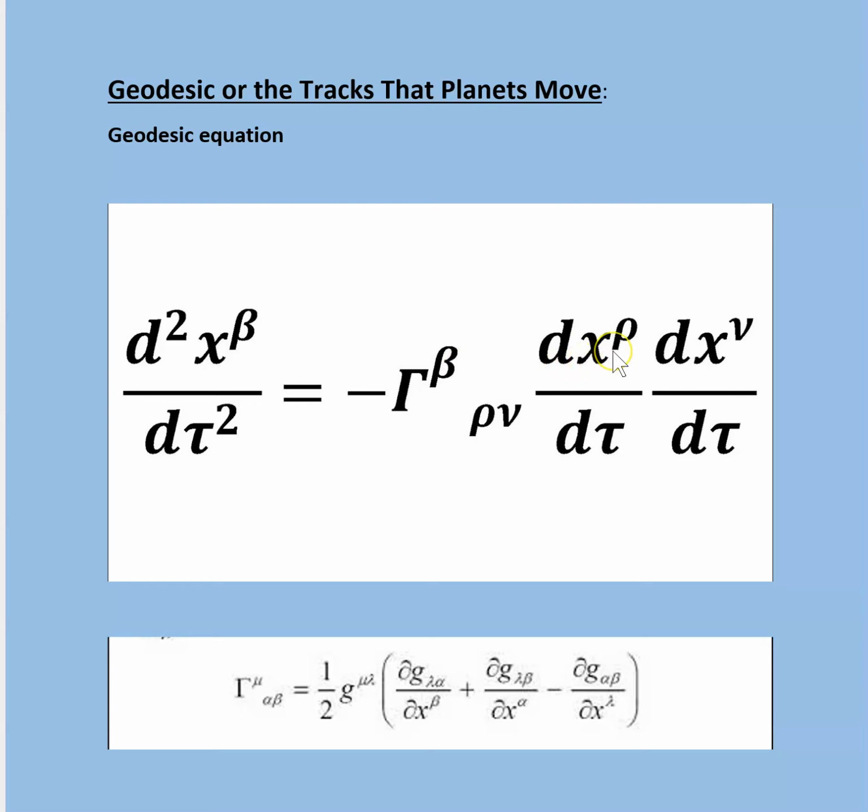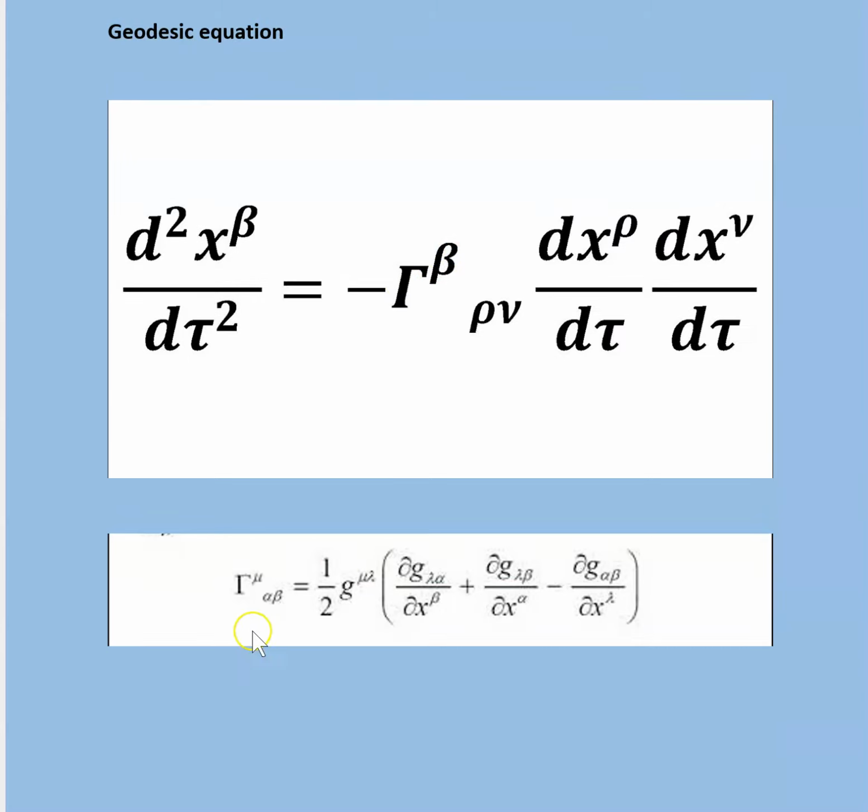And again, x and tau. So these two are velocities, some type of velocities. So we need to find the acceleration of the planet or whatever is moving. If we need to find that, we need to find this gamma, the Christoffel symbol. And to find the Christoffel symbol, we have this equation, the Christoffel symbol in terms of the metric tensor, the measuring stick.